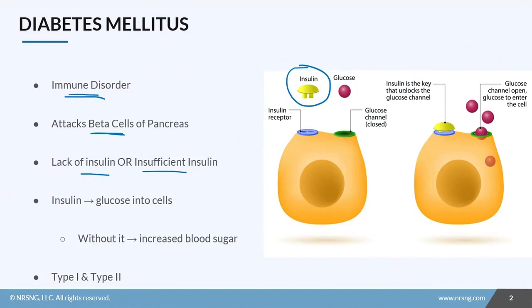Well, insulin is the key that unlocks the cell so that glucose can actually get inside. If this cell is not unlocked by insulin, then the glucose channel is closed. It can't get in and it stops on the outside. So without that key to get glucose into the cells, the amount of glucose hanging out outside the cell is going to go up, hence our increased blood sugar levels. Now there's two types, type 1 and type 2, so let's look at each of those a little closer.